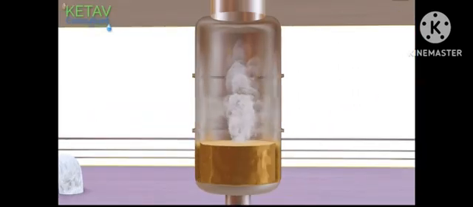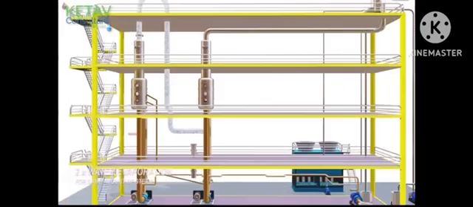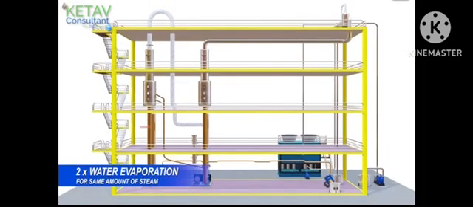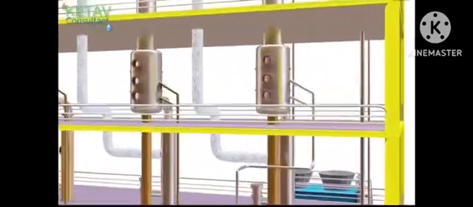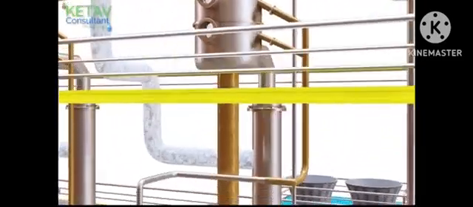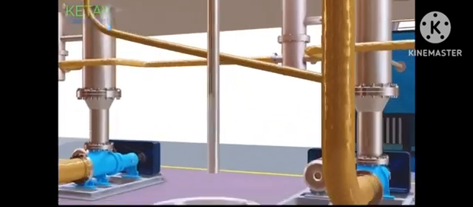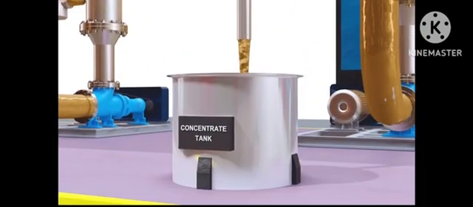Thus, by adding the second effect, water evaporation doubled for the same amount of steam used in a single effect. For further improving or increasing steam economy, we can add more number of effects. At last, from the bottom of the last effect, reject of the MEE at the desired concentration goes to ATFD for final solid-liquid separation.